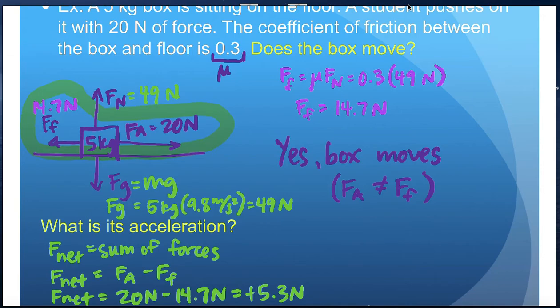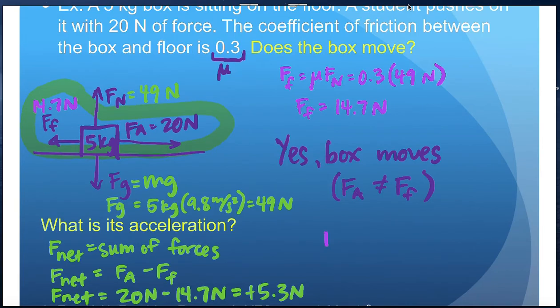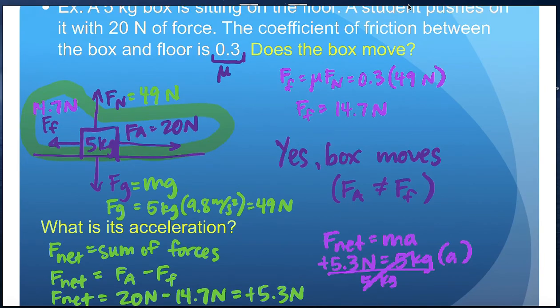Okay, so now we can use our second law formula that says F net equals ma to solve for acceleration. So positive 5.3 goes in for F net. Mass was 5 kilograms. I'm looking for A, so I'm going to divide by that mass to get A by itself, and I get an acceleration of a positive 1.06 meters per second squared.